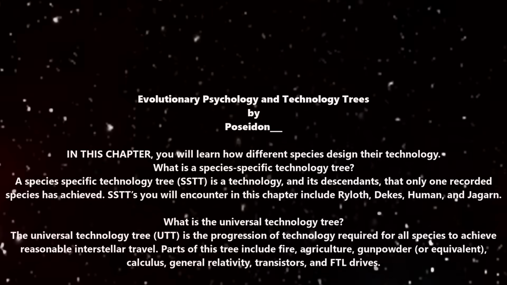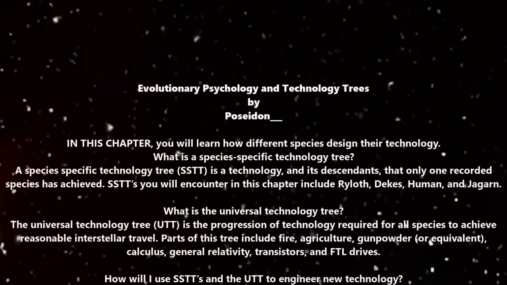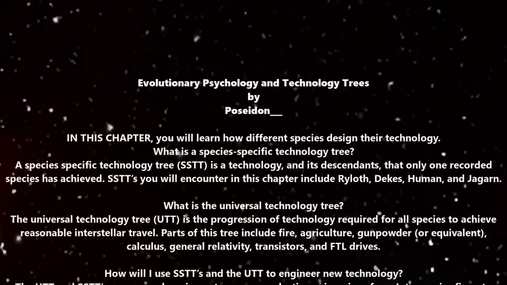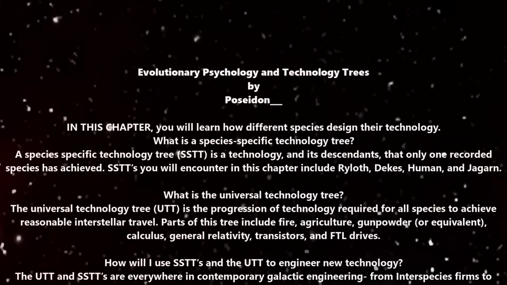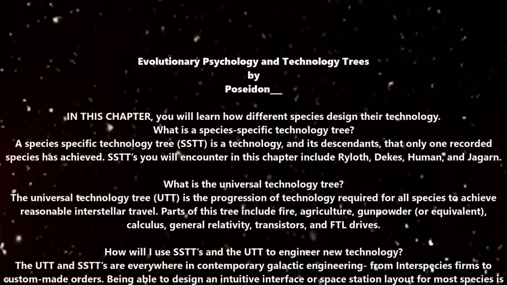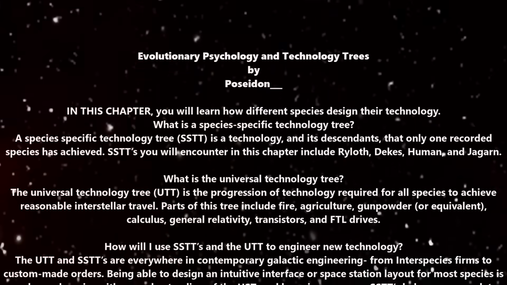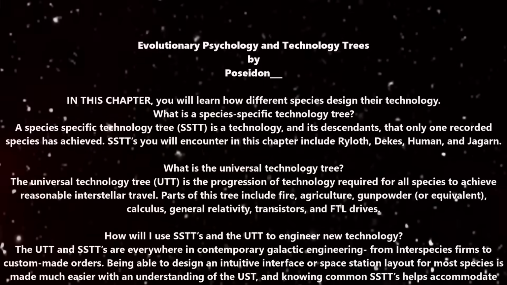In this chapter, you'll learn how different species design their technology. What is a species-specific technology tree? A species-specific technology tree, SSTT, is a technology and its descendants that only one recorded species has achieved. SSTTs you'll encounter in this chapter include Ryloth, Dakes, humans, and Jagan.